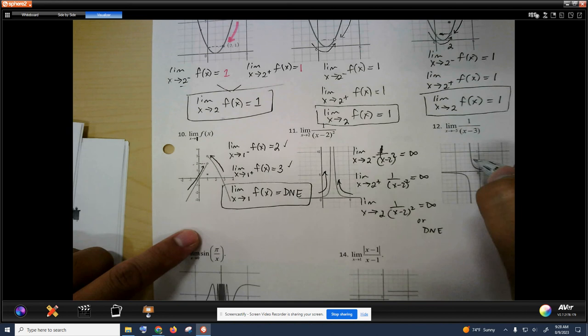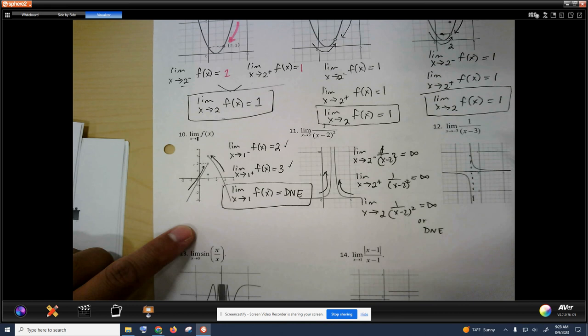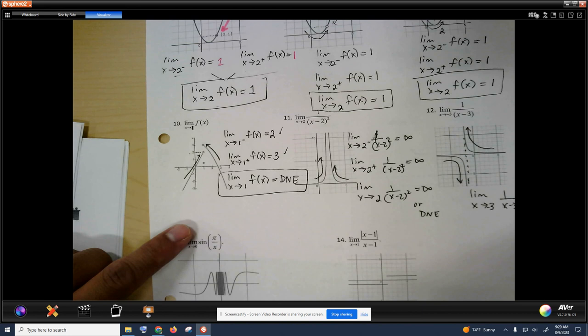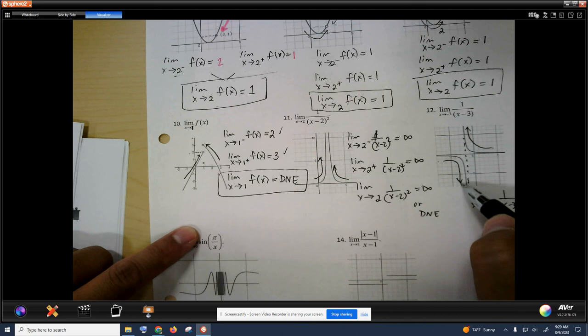Okay, here, let's go straight to the answer here. This one wants us to go to negative 3 from the left. It's going to negative infinity. From the right, it's going to positive infinity. So just going straight to your final answer, what would you guys say the answer is? Here, there should only be one answer. Yeah, it does not exist. Because the left limit was negative infinity, the right limit was positive infinity, we can't say, oh, positive or negative. We just know that we don't know what the y value is approaching, so it doesn't exist.